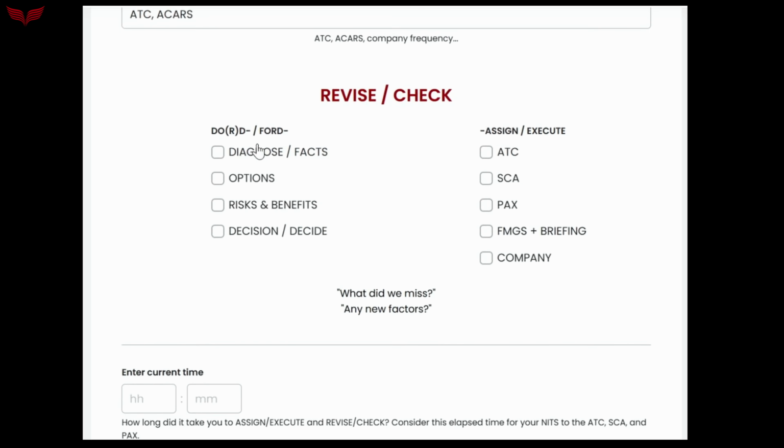Revise or check. Diagnose or facts, done. Options, Bahrain. Risks and benefits, discussed. Decision, decide. Still happy with Bahrain? Yes, absolutely. Assign: ATC knows about us, senior knows about us, passengers are informed, FMGS plus briefing is done, company knows about us. What did we miss, or do we have any new factors?